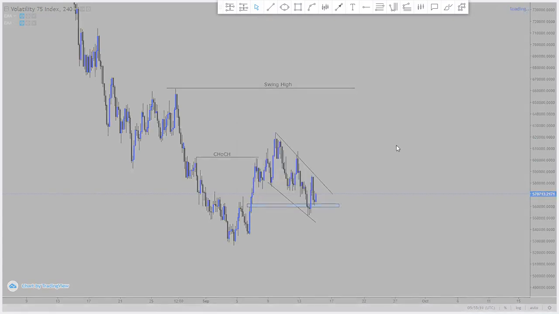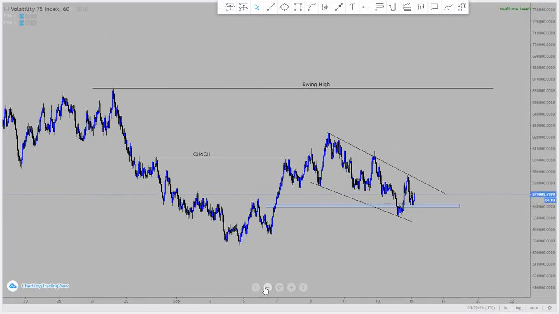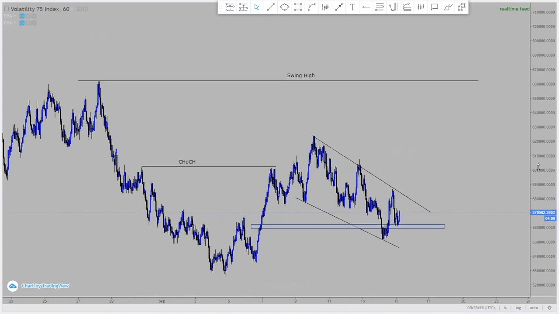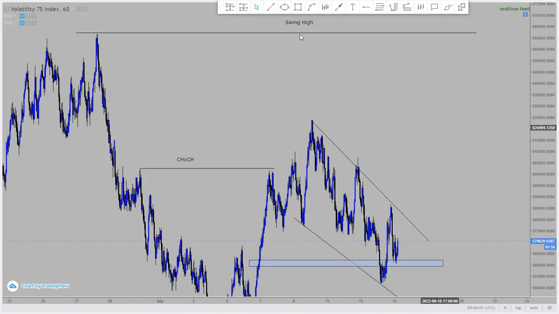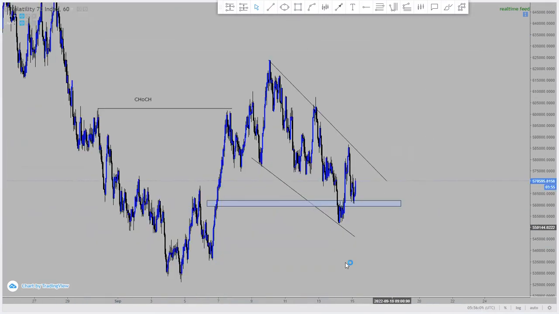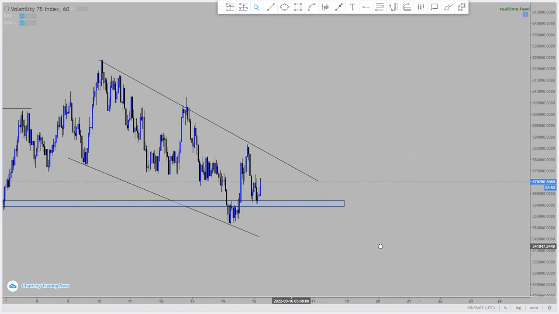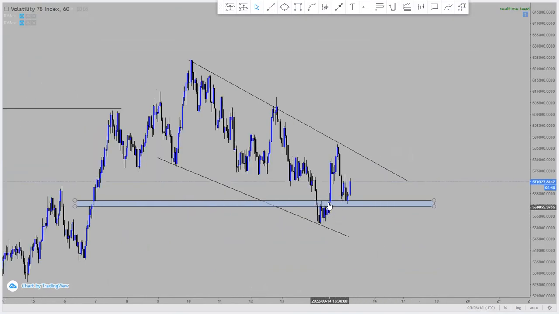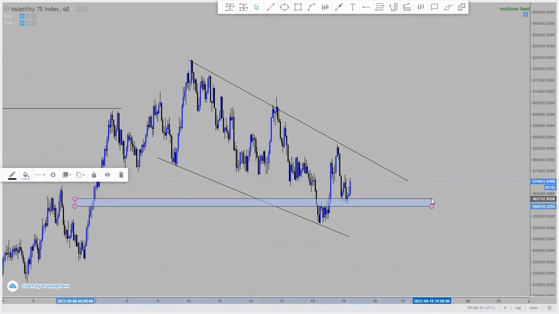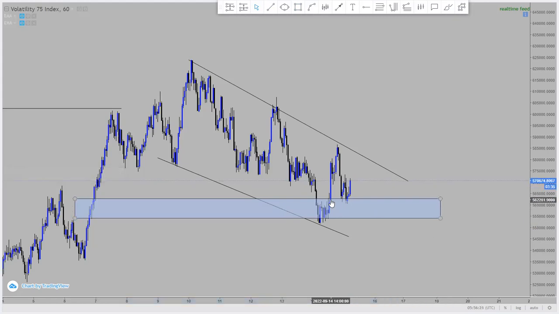You can even go lower to the 1 hour. This is the 1 hour. On the 1 hour, you can also see this whole zone here, from here to here. This is an OB according to the 1 hour. This last bearish candle before this bullish move is an order block.